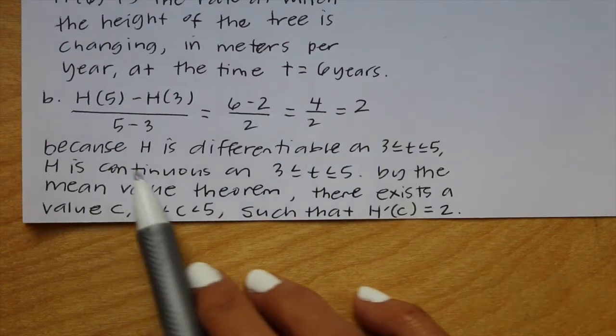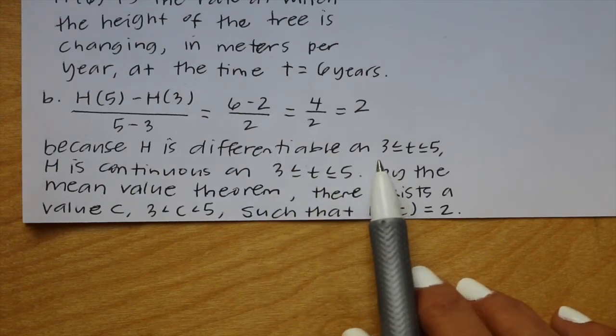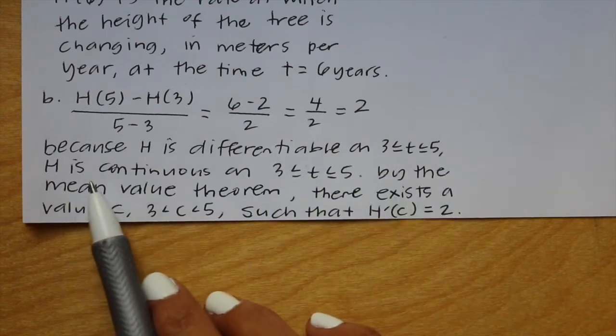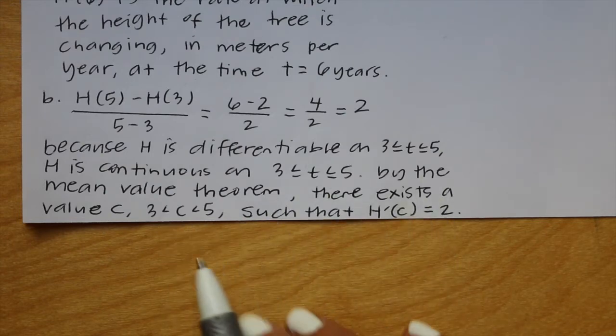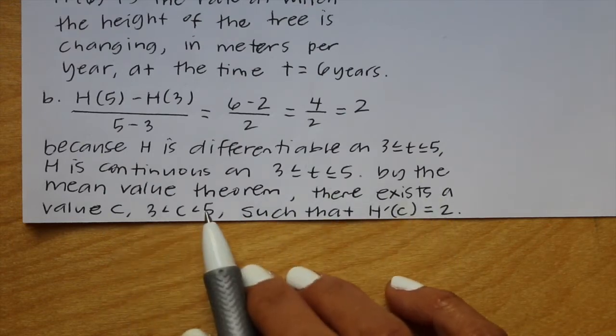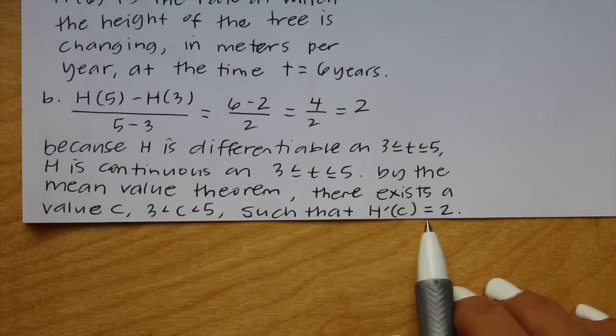So then we write, because h is differentiable on the interval from 3 to 5, h is therefore continuous on the interval from 3 to 5. By the mean value theorem, there exists a value c in between 3 and 5, such that h prime of c is equal to 2.